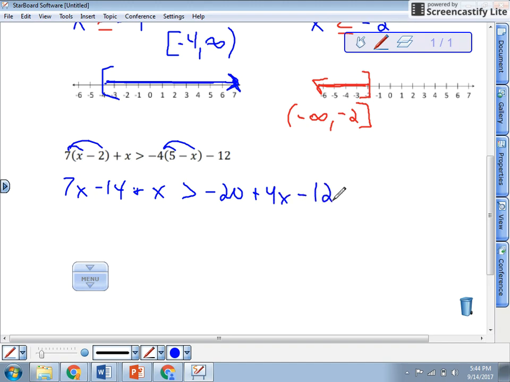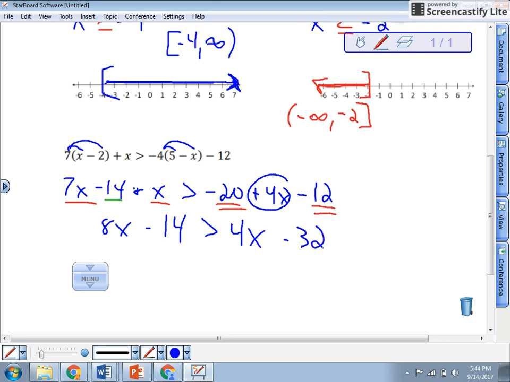Now let's look to combine like terms. I've got a 7x and an x, so I'm going to call that 8x. I've got a -14, and that's it. So no other terms to combine on that side. That's greater than. Over here, I've got the -20 and the -12, which I combine, and I have this 4x by itself. So I say plus 4x, I'm going to put that first. -20 minus 12 is -32. So no more like terms.